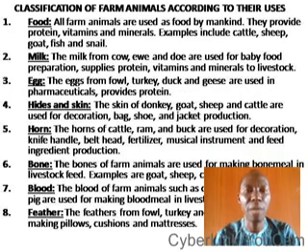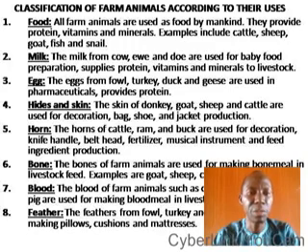Classification of farm animals according to their uses. 1. For food. All farm animals are used as food by mankind. They provide protein, vitamins, and minerals. Examples include cattle, sheep, goat, fish, and snail.